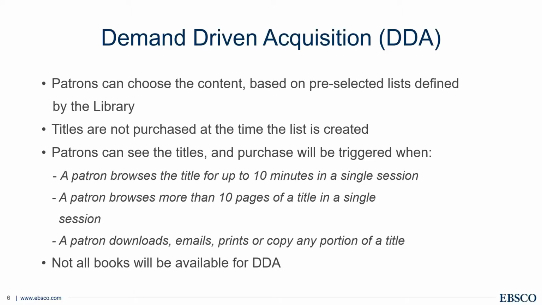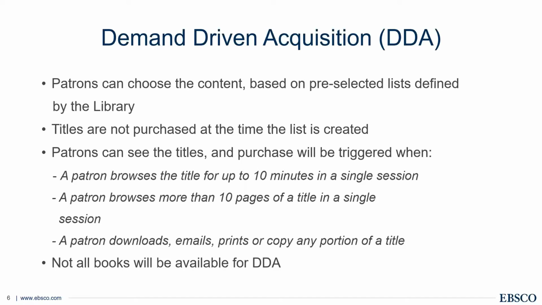So how does this work? In ECM, you can actually create a DDA list. It's a demand-driven acquisition list. On this list you can select the titles that you think might be interesting for your patrons, but those ebooks will not be purchased.